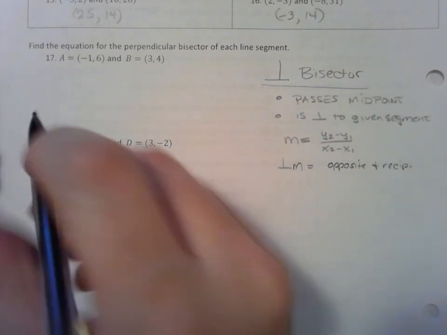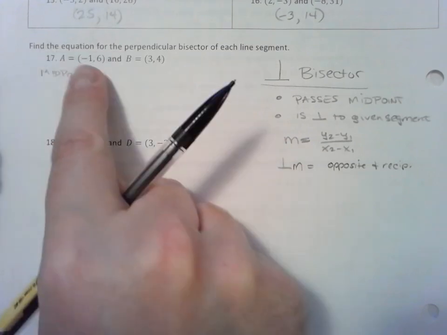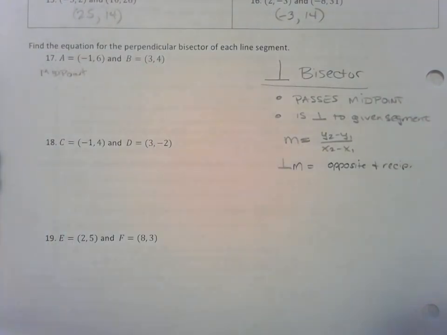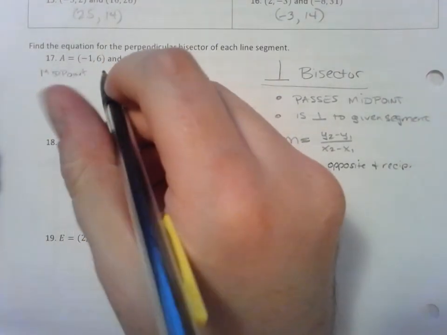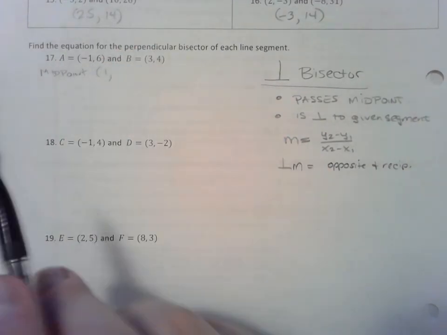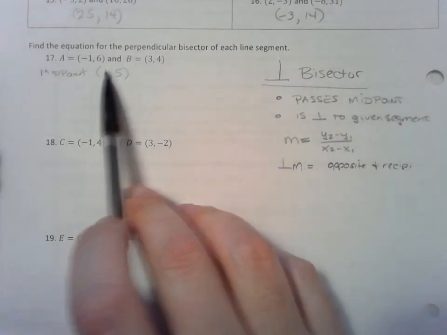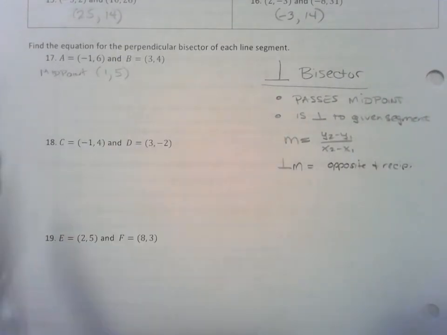First, number 17, let's find that midpoint. The midpoint. Add these together, divide by 2. Negative 1 and 3 make 2. Added together, divided by 2 makes 1. Positive 6 and 4 make 10. Divided by 2 is 5. So we know that the bisector passes through this midpoint.